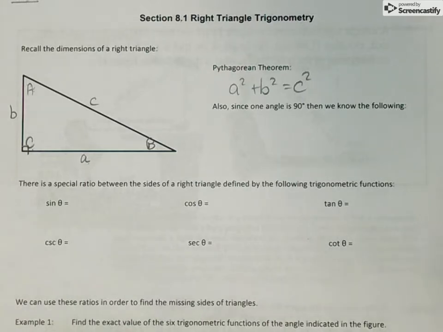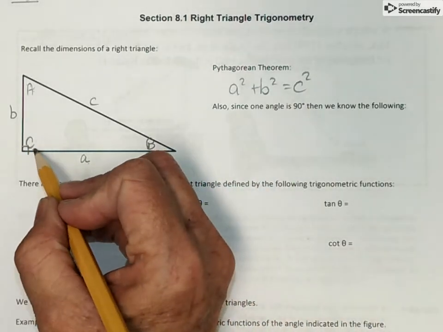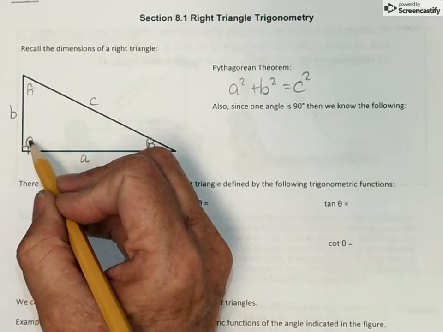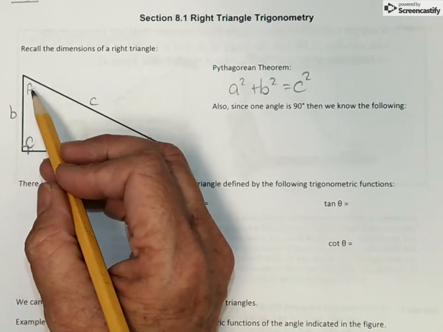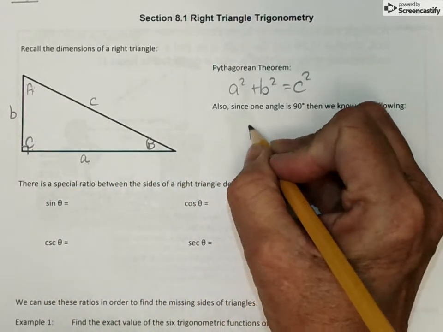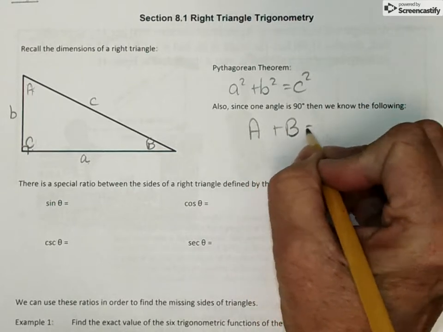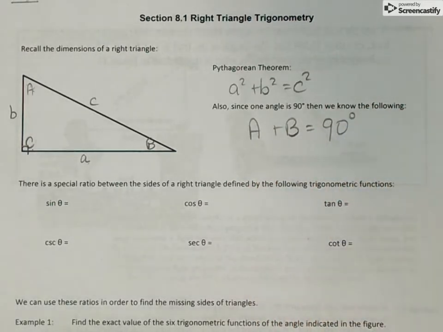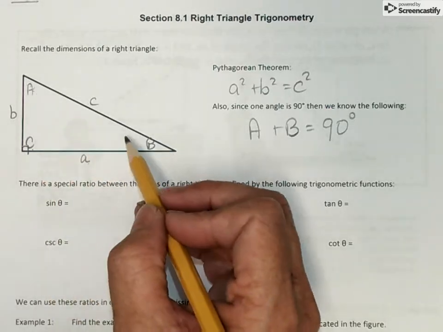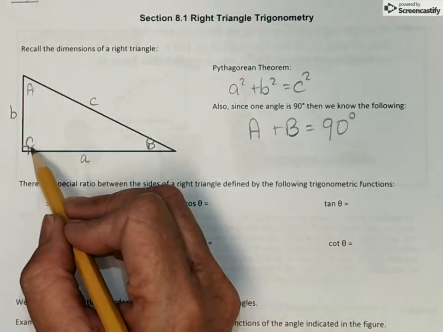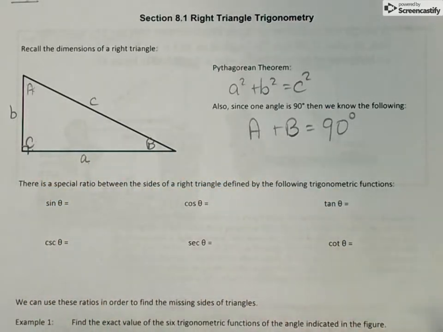The other thing that we also know about a right triangle, if this is 90 degrees and the sum of the triangle's angles are 180, so capital A plus capital B must equal 90 degrees because these two together have to equal 90. When we add with this 90, we get 180.